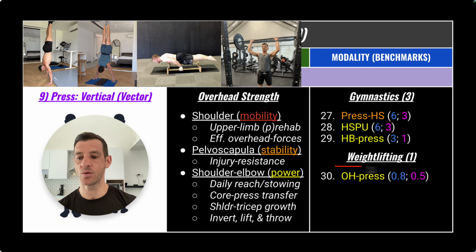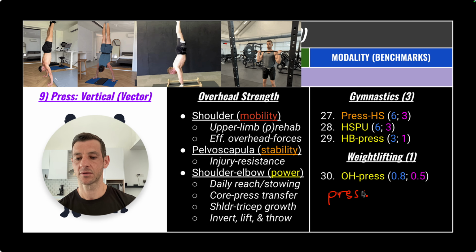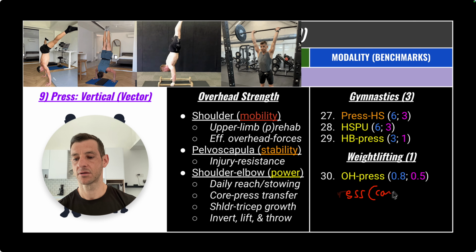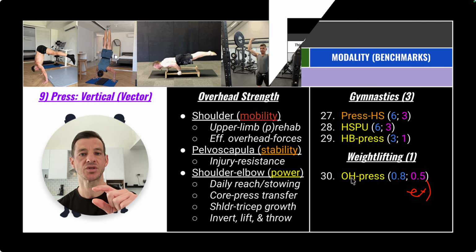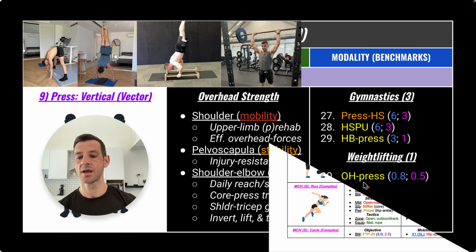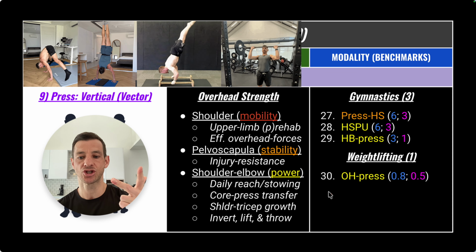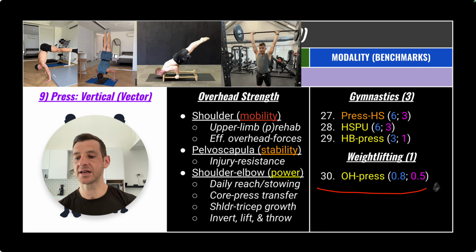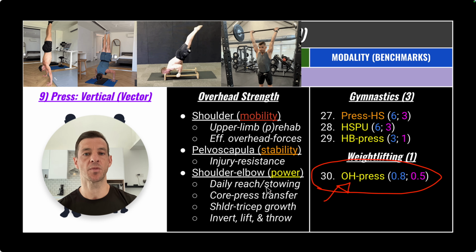We also created a weightlifting routine called the press complex. A complex is very different from a track, as you'll see in the training routines taxonomy video series. But it's a 5 exercise routine that includes mobility, stability, and strength work, all dedicated to helping you unlock and achieve your overhead press benchmark.